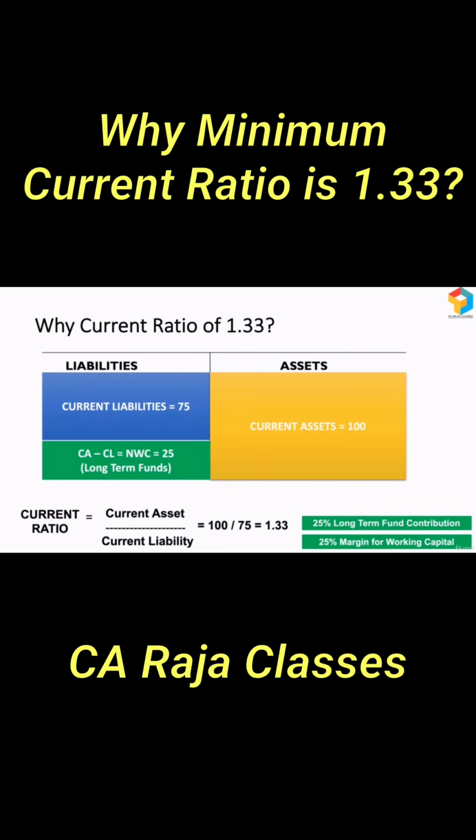If current ratio is 1.33, then there is 25% contribution. And that's the reason most of the banks insist on a current ratio of 1.33.